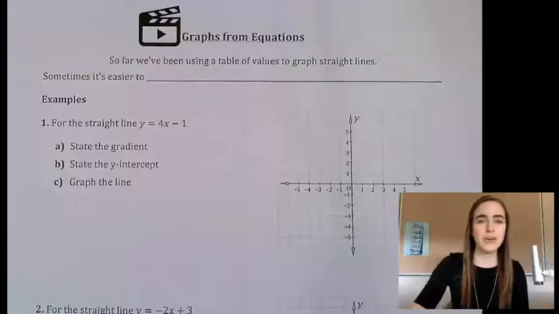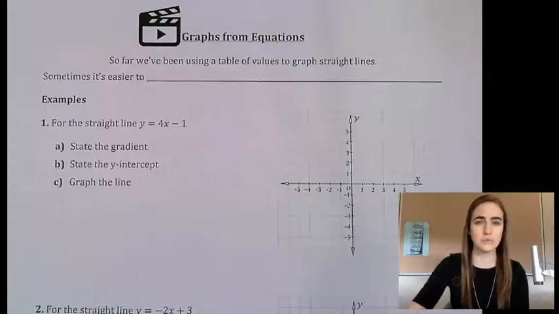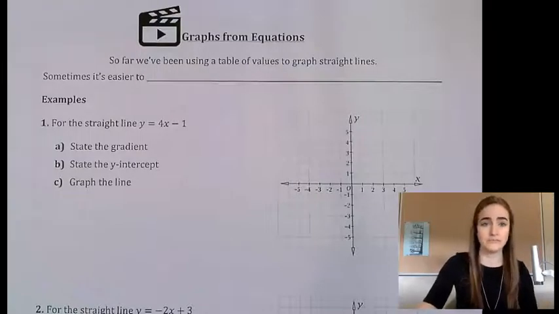In this video, I want to have a bit of a closer look at graphing straight lines based on their equations. So far when we're graphing straight lines, we've been using a table of values, but often that's not the easiest way. So if we've got the equation of a line in gradient-intercept form, sometimes it's easier to read off the gradient and the y-intercept and use these to help us graph our straight line.